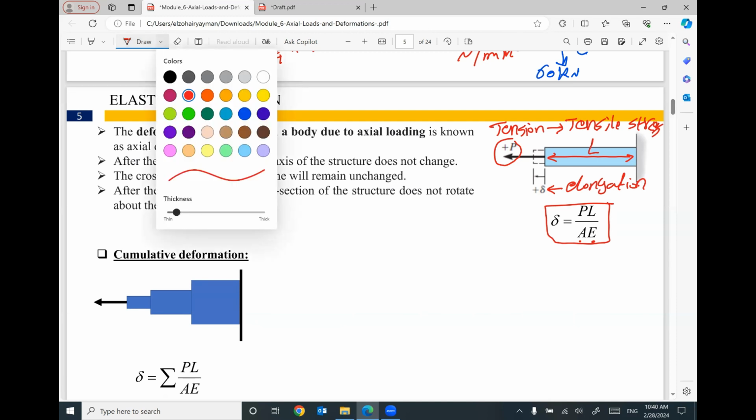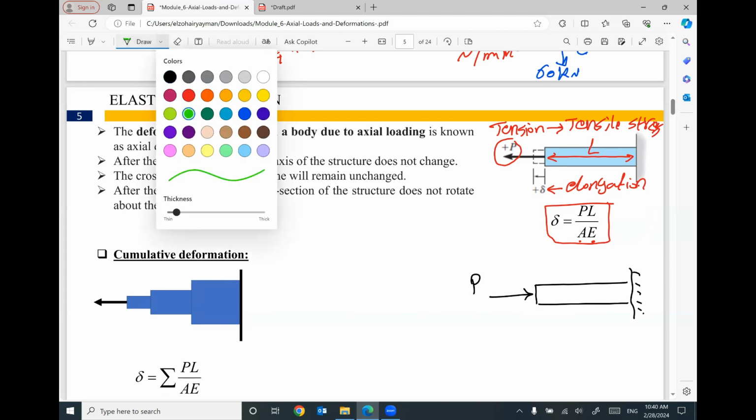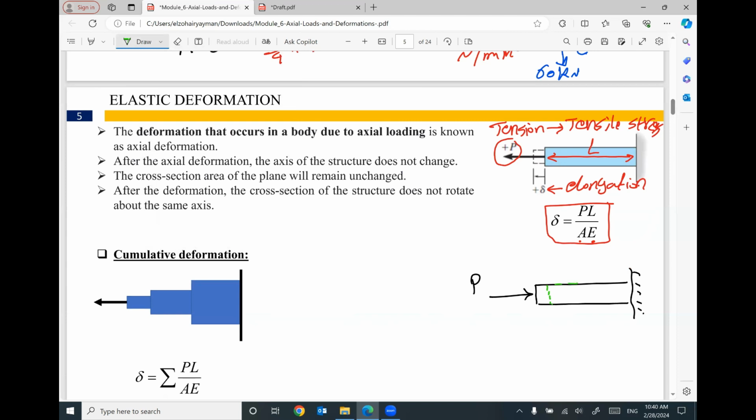The same, keep in your mind, if we have this member under the effect of compression force, we will have contraction. The length of this member will be shortened by a value equal to delta. This delta, which is called contraction in this case, will equal the applied force P times the original length of this member L divided by the cross-section area times Young's modulus of the material of this member. Does that make sense? So make sure we understand this point.